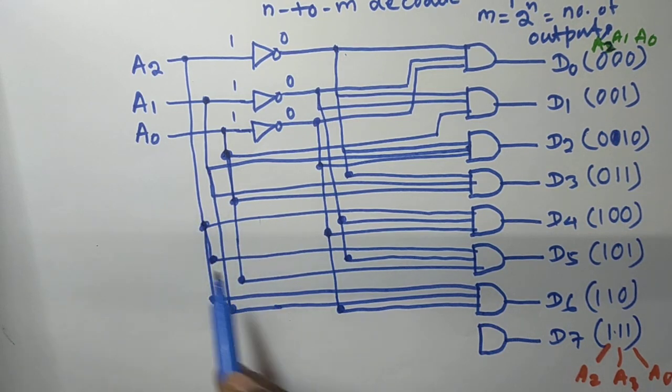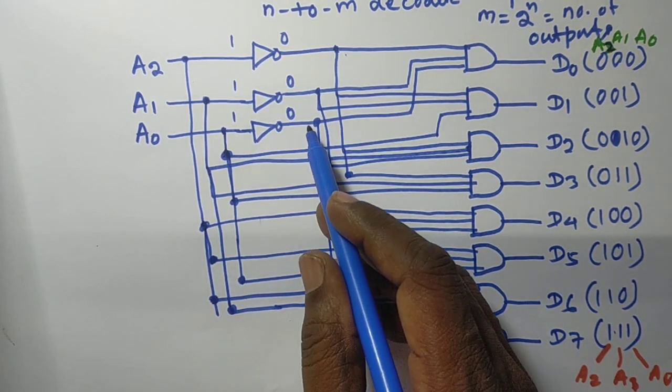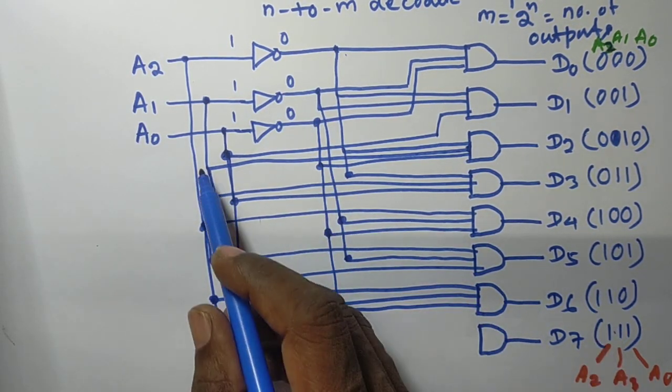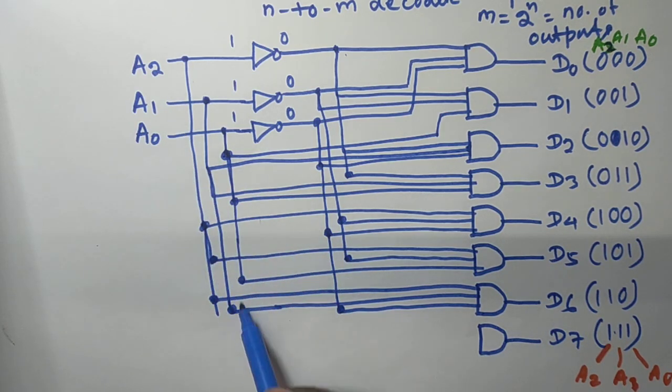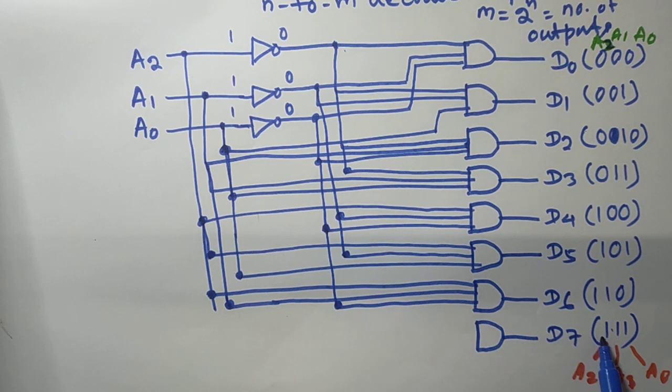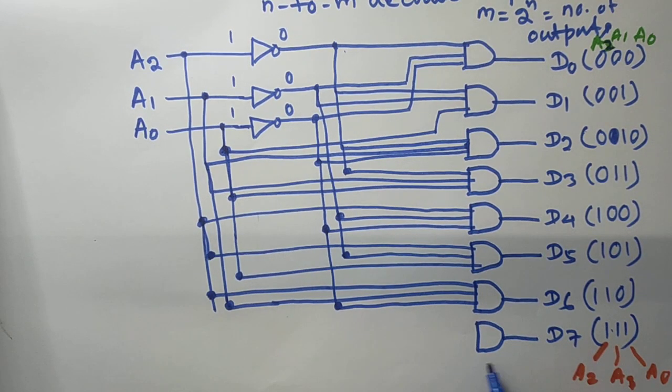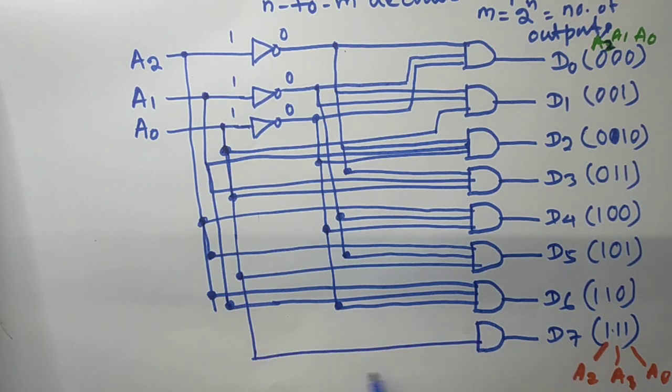A0, A1, A2 also 1. And the last one, very simple way, all are 1. So now in a very simple way, all are 1, you can see here is a 1. So we can write it in this way.